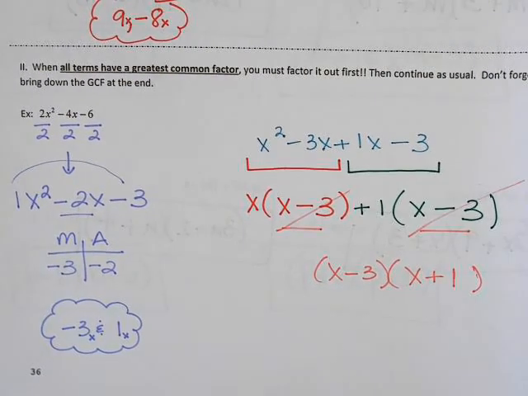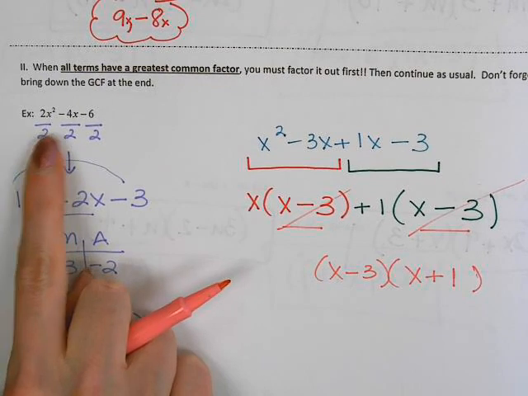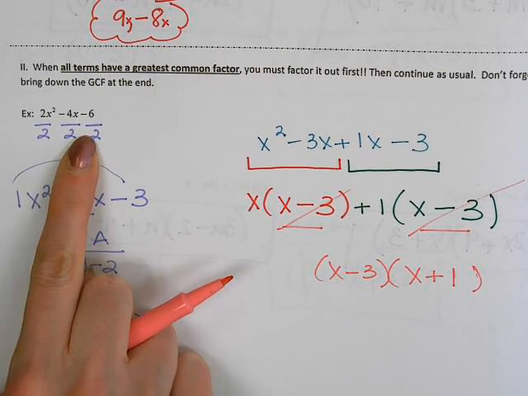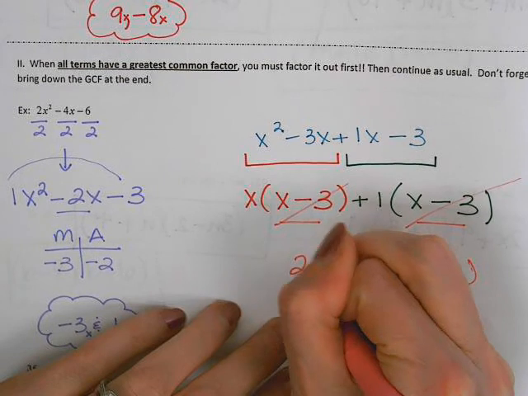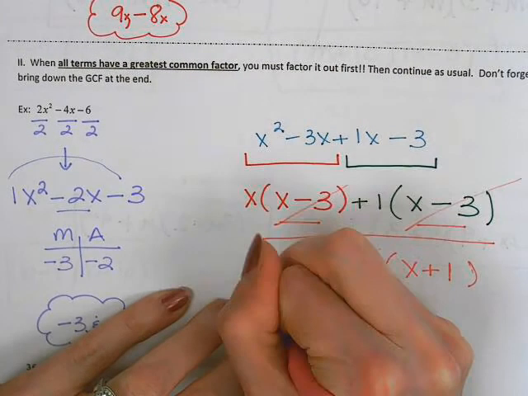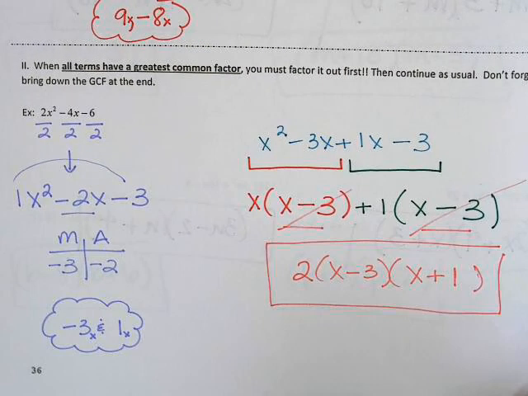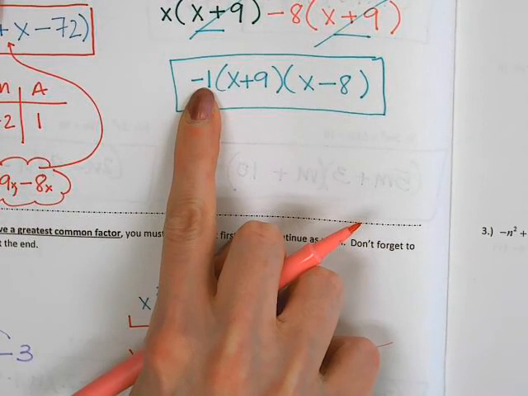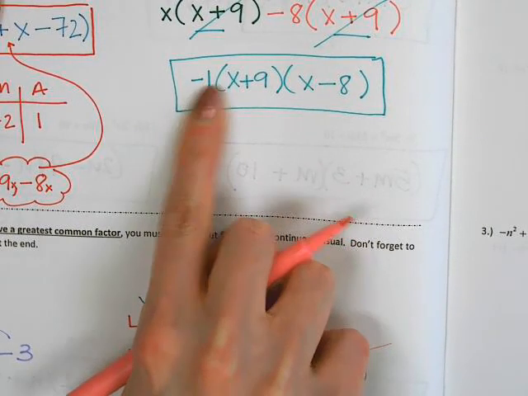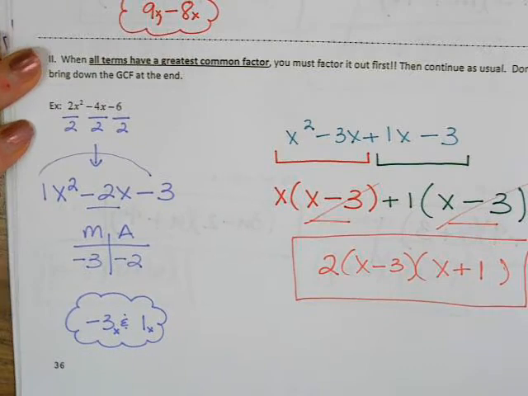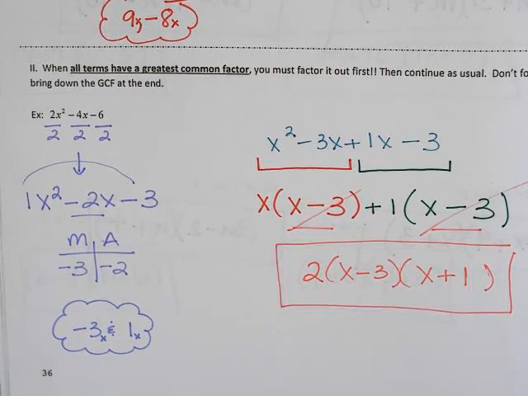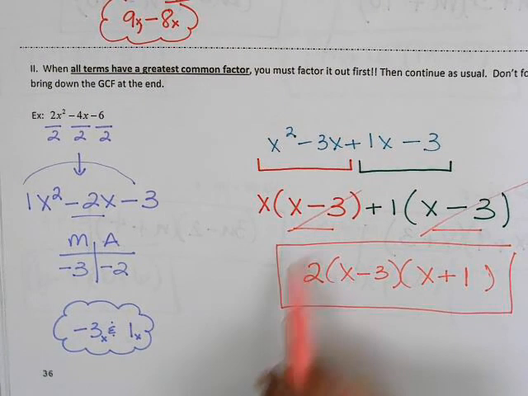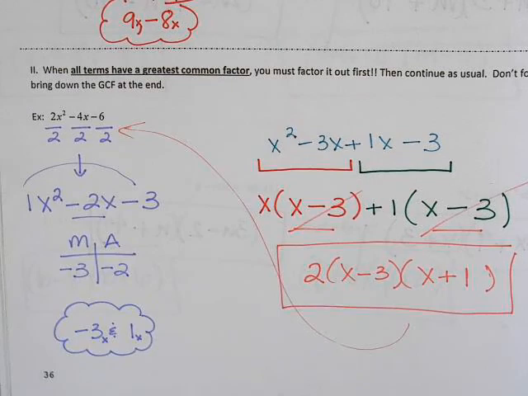The only thing you guys have to remember is, since you really took a 2 out in the beginning, you need to put a 2 on the outside. Kind of like this one, because you took out a negative 1 at the beginning, you just got to attach it at the end. But otherwise, the work is the same. And if you guys were to distribute this out, you would get back to where you started.